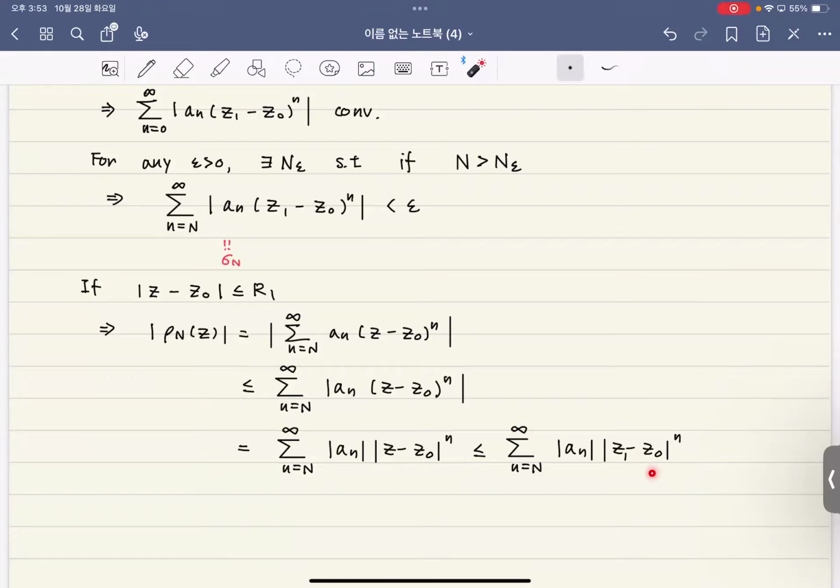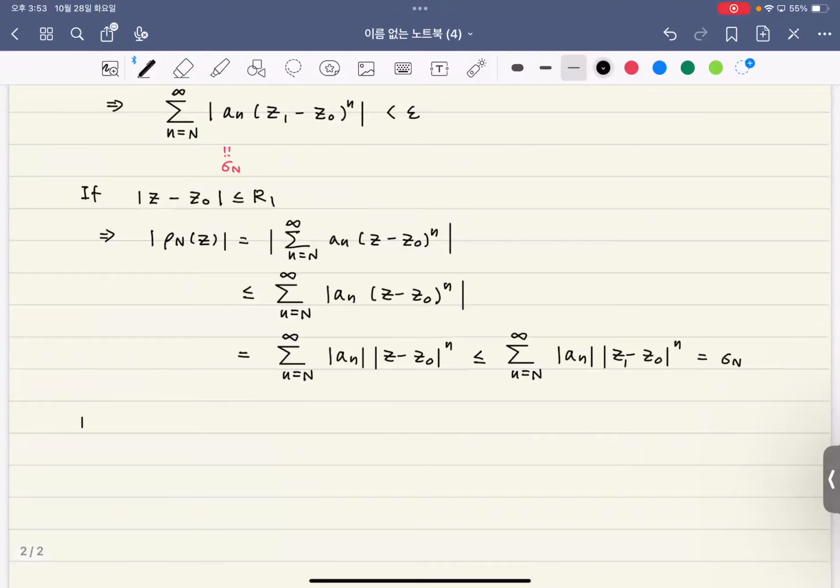This is greater than or equal to this term, all right? So this is bigger than this. And this is precisely the sigma n that I mentioned before, and this is guaranteed to be less than epsilon if n is greater than N of epsilon. Then this remainder is always less than epsilon.